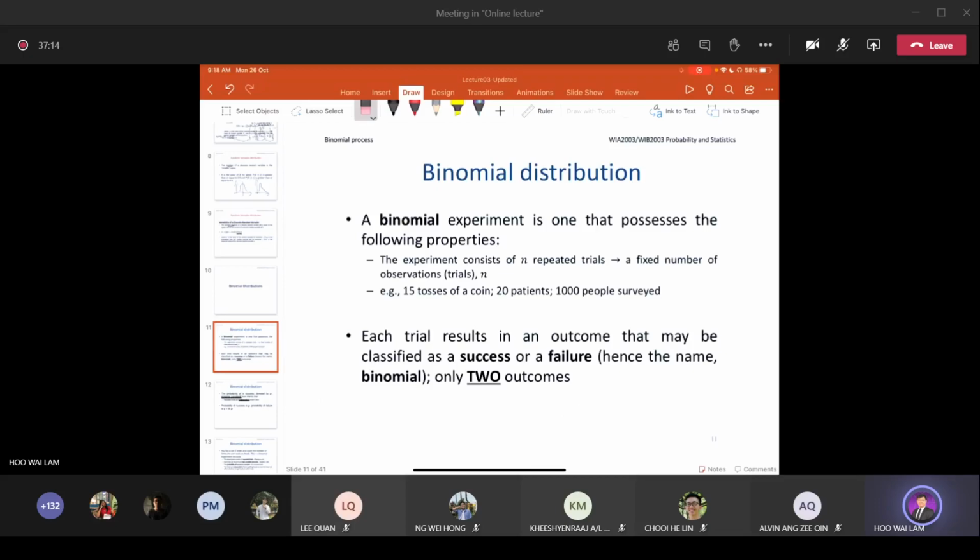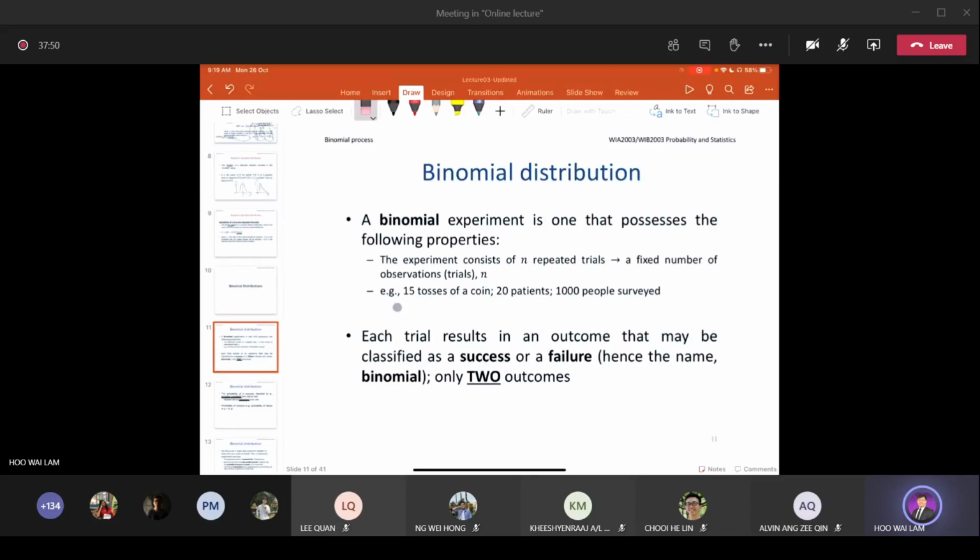So a binomial experiment is one that possesses the following properties. You actually have n repeated trials and a fixed number of observations, and this fixed number is always set from the beginning. For example, you have 15 tosses of coins, you have 20 patients, you have 1,000 people surveyed, so you know that there are a set of observations, a set of trials, a set of actions. Sometimes when I'm explaining, I'm using the word action that is actually being executed.